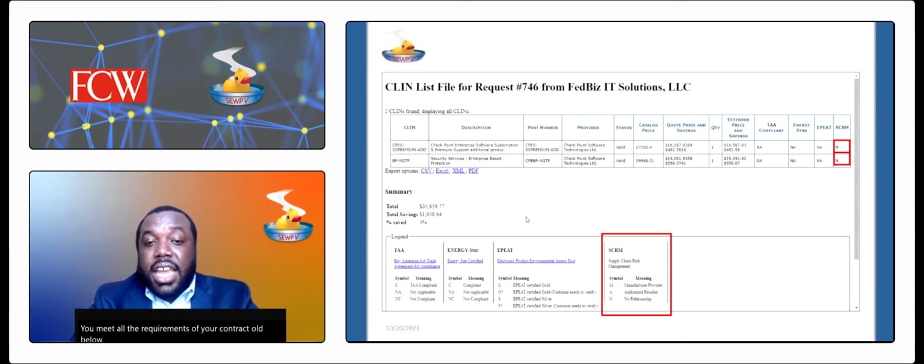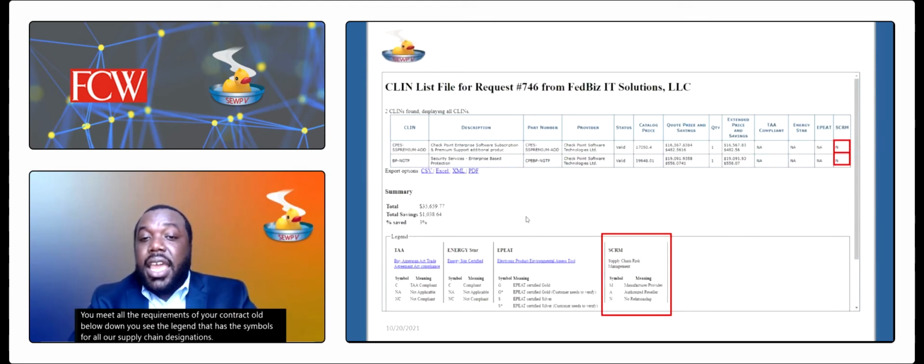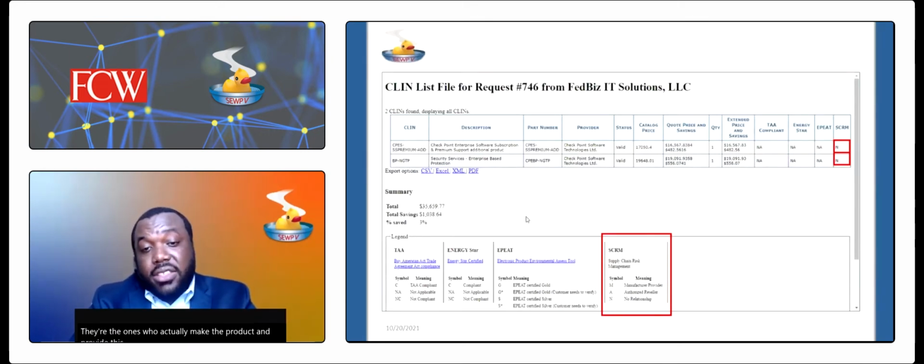Down below, you see the legend that has the symbols for all our supply chain designations. M essentially means the contract holder is the manufacturer. They're the ones who actually make the product and provide the service. Under that is A for authorized. That essentially means the contract holder is known by the OEM.